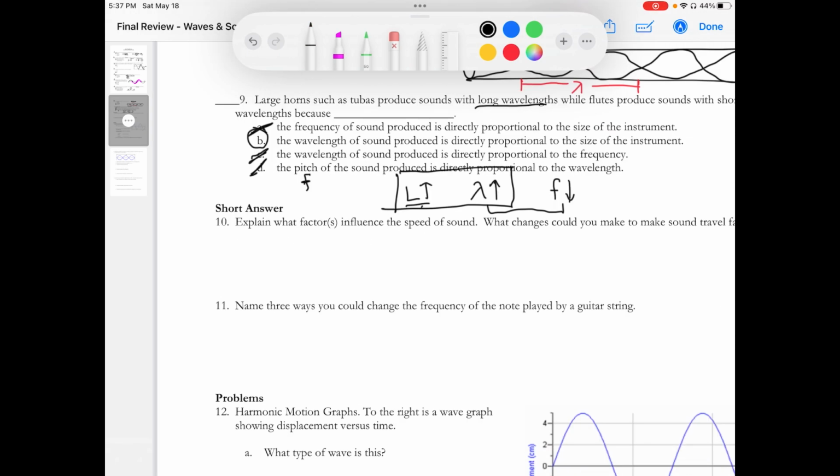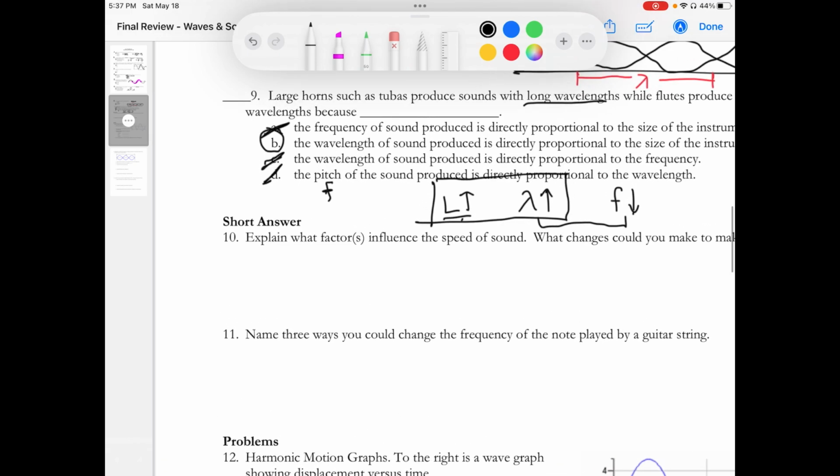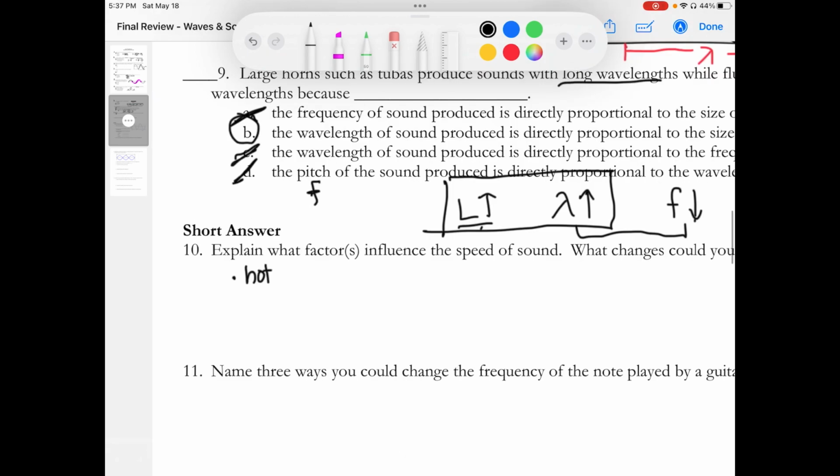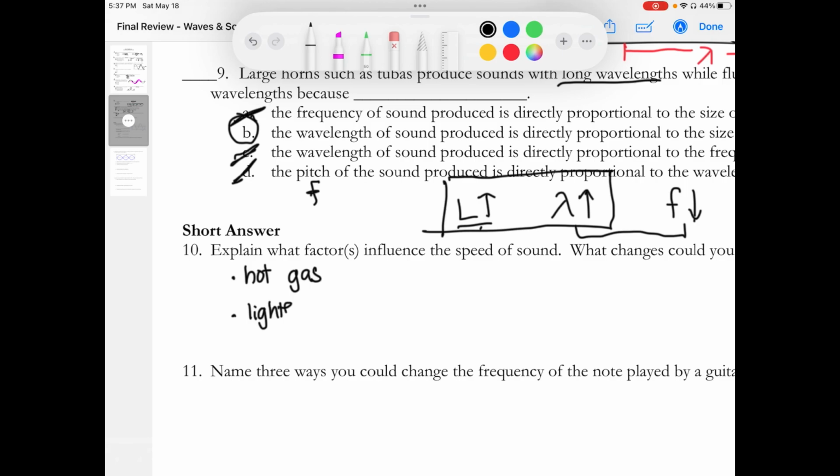The speed of any wave depends on the medium it goes through. For sound, that might mean making a hotter gas because hotter gas particles travel faster than cold gas. I could have the medium be a lighter gas, like helium. Sound travels faster in helium because the particles are light and easy to move.